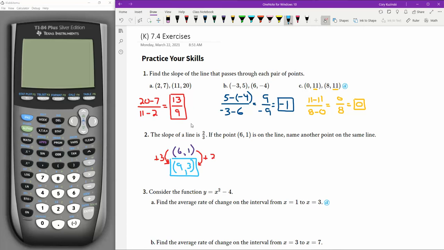I could also go backwards 2 and backwards 3, and I would be at 3, negative 1. 3, negative 1 would be another point that would work on this.